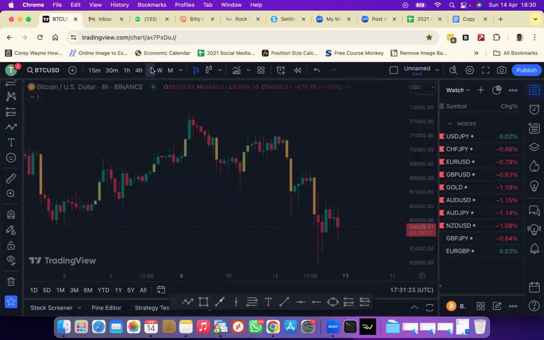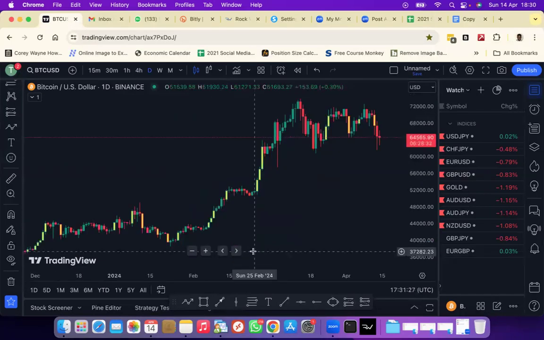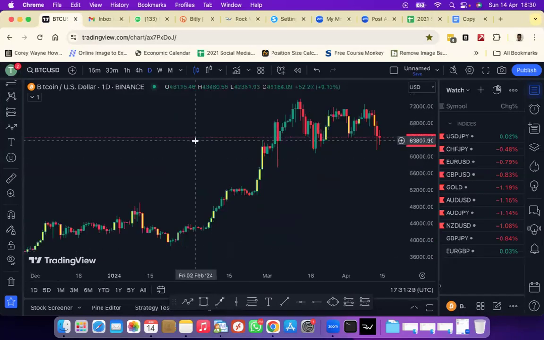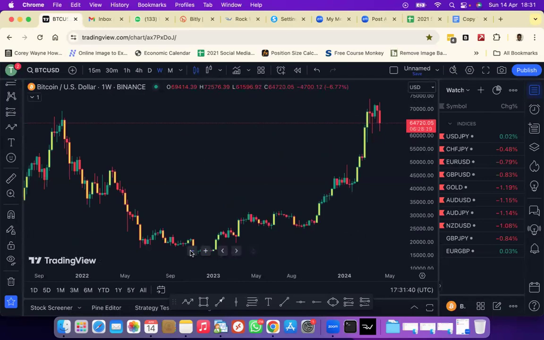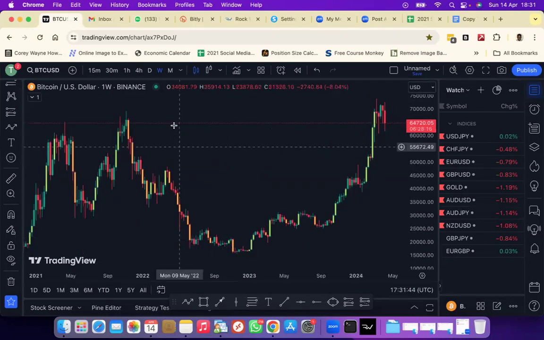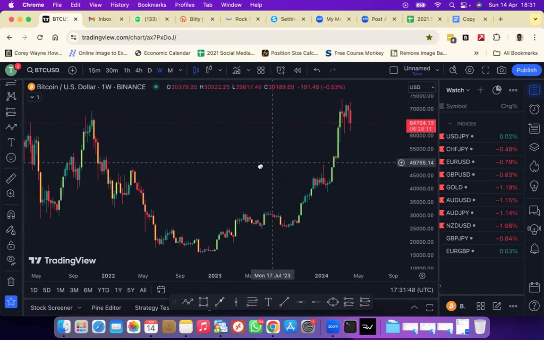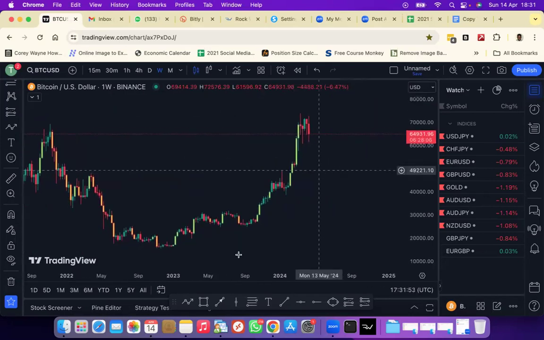Okay, let's go to the daily time frame. Remember we've looked at Bitcoin. Let me take you to the weekly. Ultimately, Bitcoin is bullish. Ultimately, if Bitcoin is going to drop, it's just going to be a retracement.